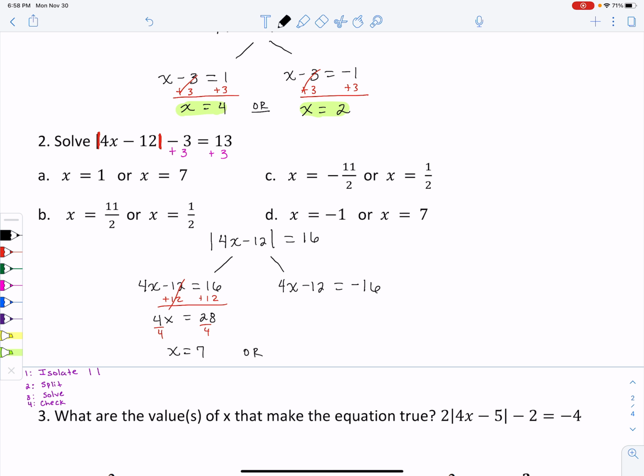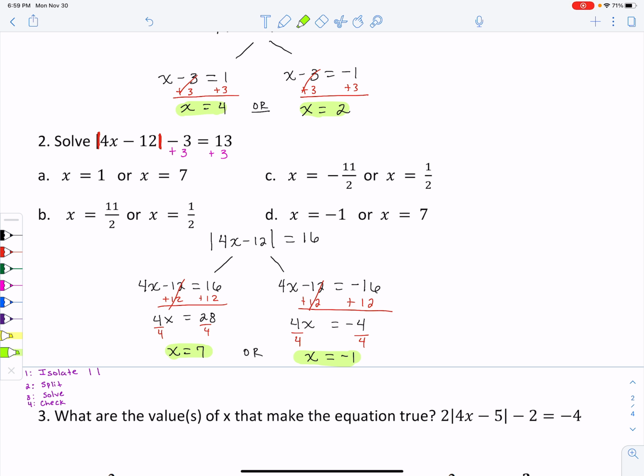Or, right, my other option, let's solve this one with a negative answer. Negative 16 plus 12, that's negative 4. Divide by 4. So then x equals negative 1. So x equals 7 or x equals negative 1. Either of those values will make the equation true.